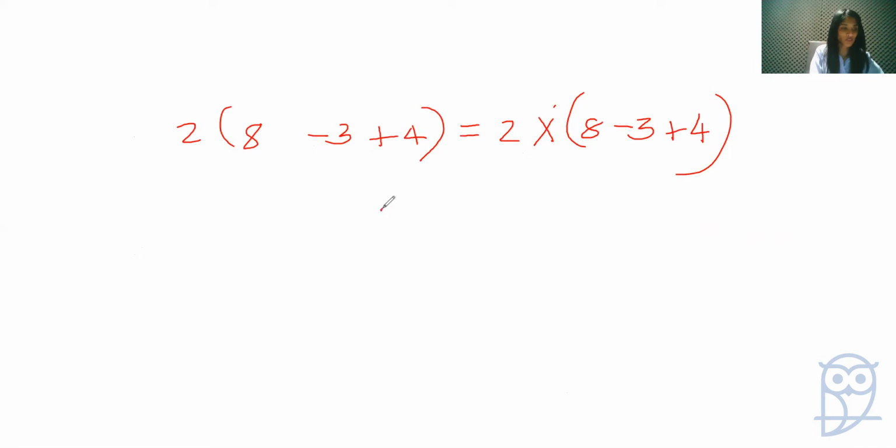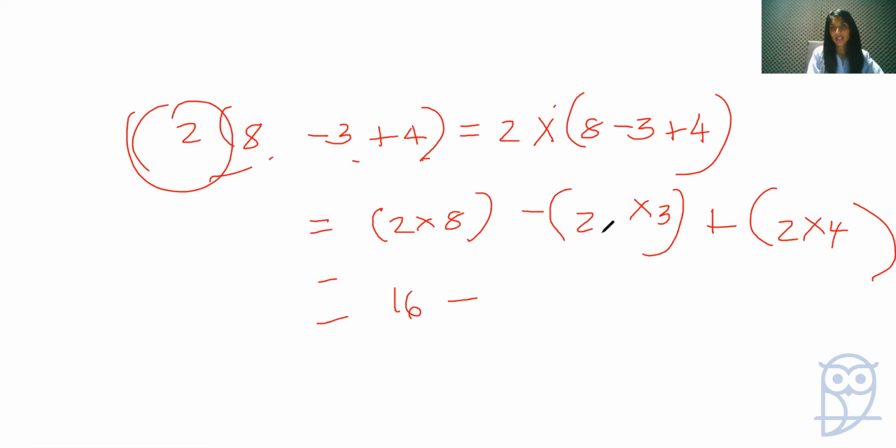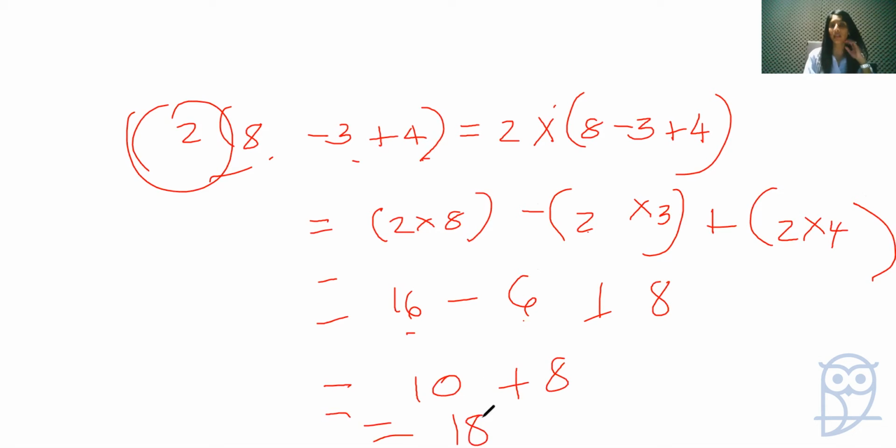So let's start with the first one. I first say it is equal to 2 times 8 minus 2 times 3 plus 2 times 4. Okay? This is what you do. When we're working with distributive properties, we take the outside number and we multiply it individually. So 2 times 8 is 16, 2 times 3 is 6, and 2 times 4 is 8. So 16 minus 6 is 10, plus the 8, our answer should be 18.